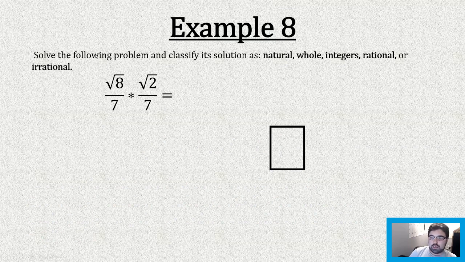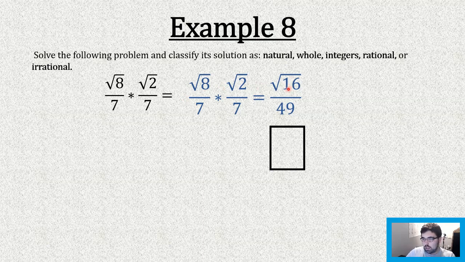All right, moving on to example 8. Same instructions. Fortunately, we've got some radicals up there on both of our terms. So that means you can actually multiply the 8 and the 2 together because they're both radicands. So 8 times 2 is going to be 16, but we've got that square root to worry about. 7 times 7 is going to be 49. So you should get the square root of 16 over 49. That simplifies, though, because the square root of 16 is a perfect square. Square root of 16 is 4.